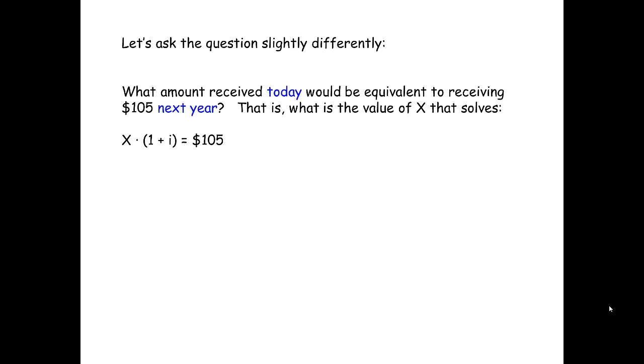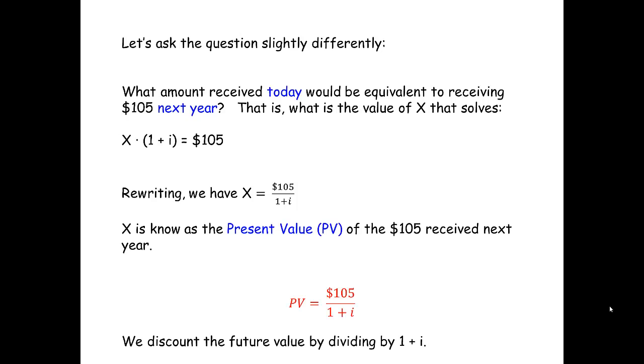So let's ask the question slightly differently. What amount received today would be equivalent to receiving $105 next year? That is, what is the value of x that solves the following equation? X times 1 plus the interest rate equals 105. Well, rewriting, we have x equals 105 divided by 1 plus the interest rate. And x is known as the present value, or PV for short, of the 105 received next year. So the present value is equal to 105 divided by 1 plus the interest rate. So we discount the future value by dividing by 1 plus the interest rate.